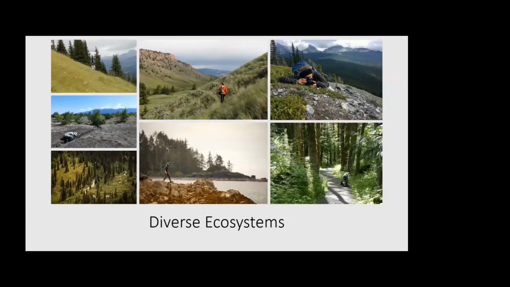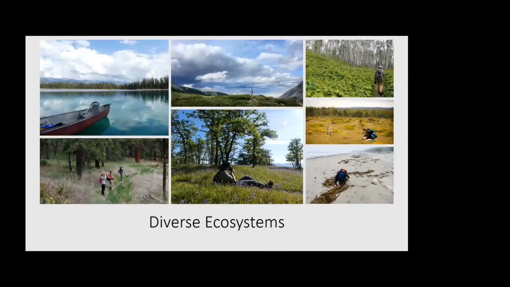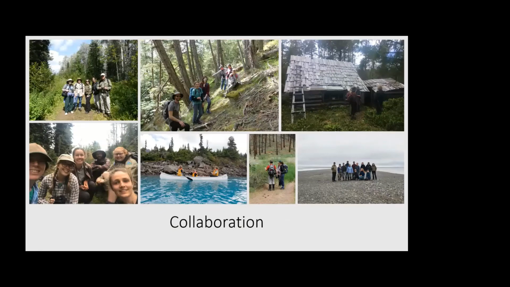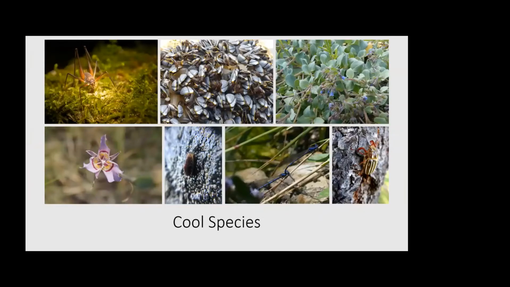Next. They visited a huge diversity of ecosystems across the province: shoreline, alpine, grasslands, forests, bogs, meadows, and more. Beautiful spots, lots of beautiful photos. Next. They collaborated with BC Parks staff and naturalists as they went. Next. And saw many, many very cool and beautiful species. This is just a very small handful.